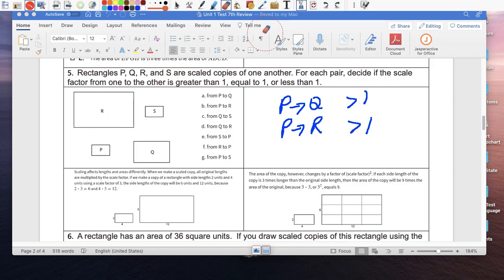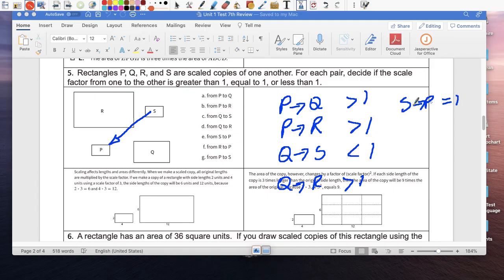But it got bigger. From Q to S, the scale factor should have been less than 1. Why? Because it got smaller. From Q to R, what was the scale factor? Greater than 1 because it got bigger. S and P, so from S to P, it's equal to 1 because they're both the same exact size. They didn't change.